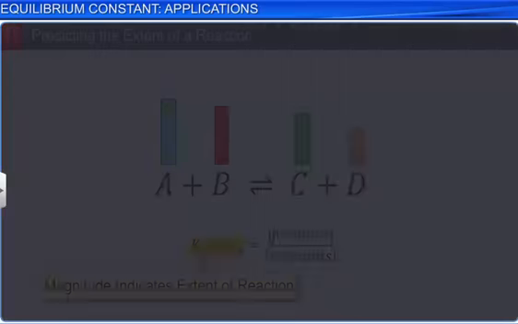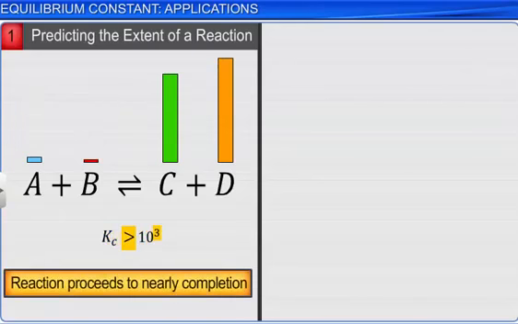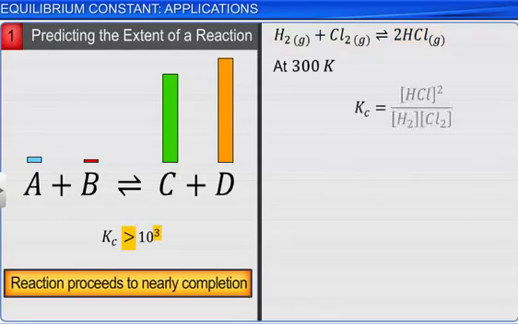If the numerical value of the equilibrium constant is greater than 10 raised to the power 3, it means that the reaction nearly proceeds to completion and that the equilibrium concentration of the products is large. For example, the equilibrium constant for the gaseous reaction between hydrogen and chlorine to form hydrogen chloride at 300 Kelvin has a very large value of 4 into 10 raised to the power 31.